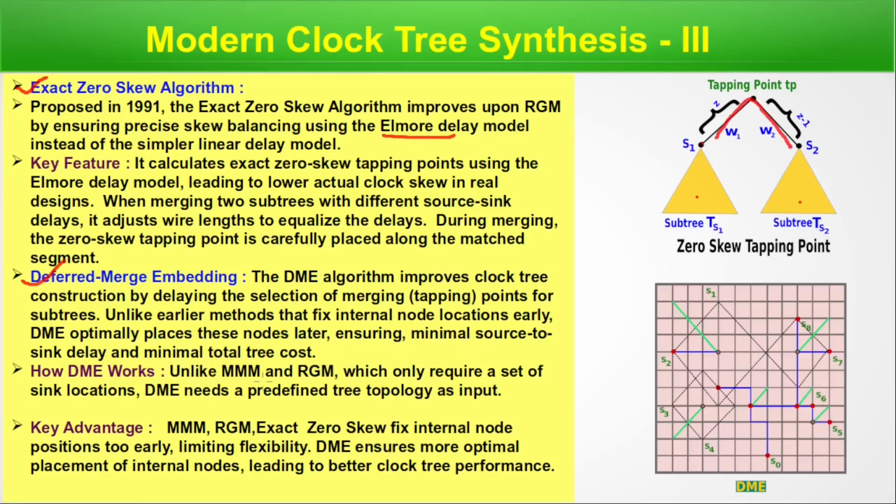So how DME works: unlike MMM and RGM, which only require a set of sink locations, DME needs a predefined tree topology as input. Key advantage: MMM, RGM, exact zero skew fix internal node positions too early, limiting flexibility, whereas DME ensures more optimal placement of internal nodes, leading to better clock tree performance. Deferred merge embedding is an improvement over the previous algorithms.